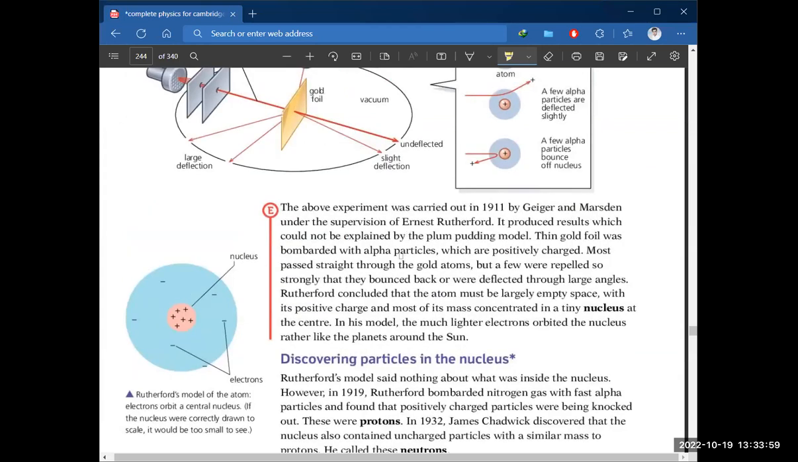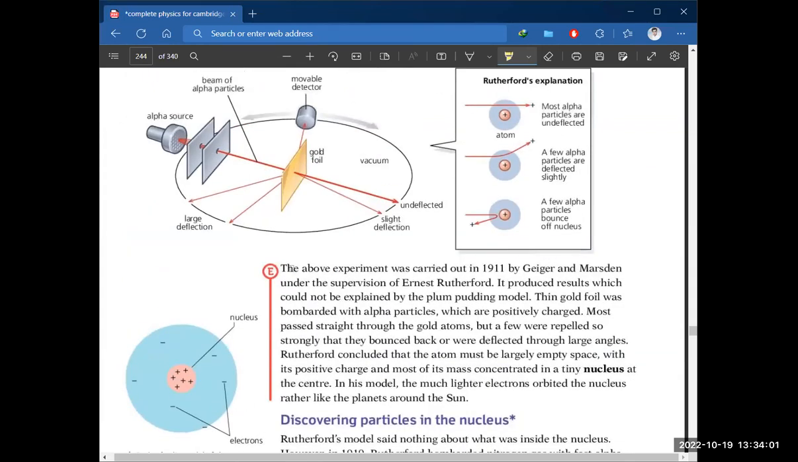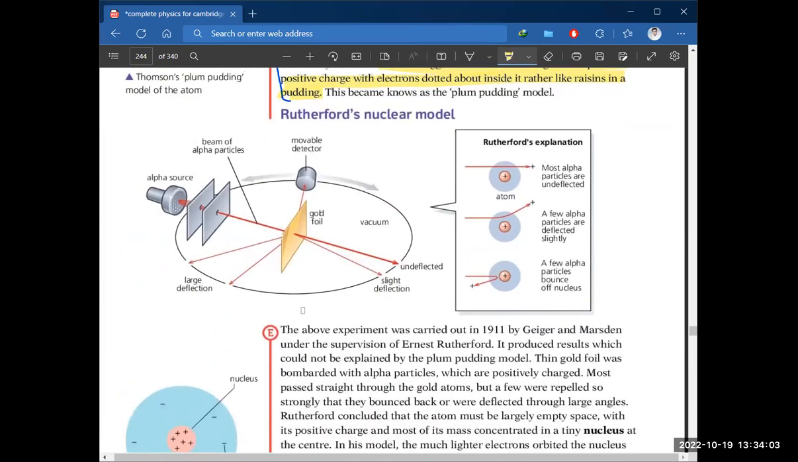Now, I start reading first from here. The above experiment was carried out in 1911 by Geiger and Marsden under the supervision of Ernest Rutherford. It produced results which could not be explained by the plum pudding model. The thin gold foil was bombarded with alpha particles, which are positively charged. Most passed straight through the gold atoms, but a few were repelled so strongly that they bounced back or were reflected through larger angles.